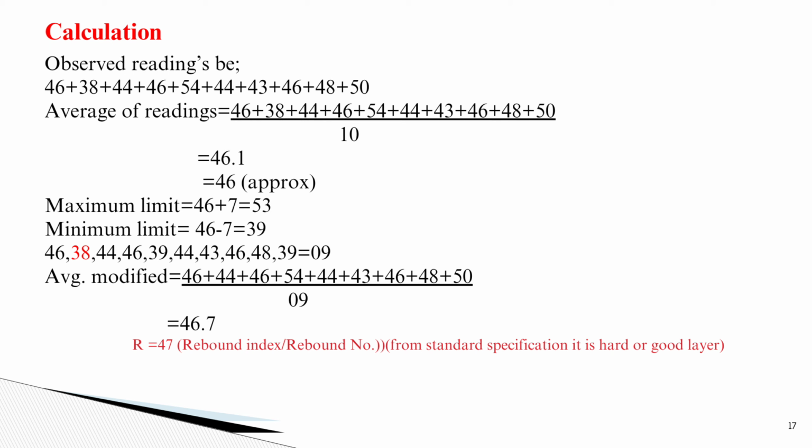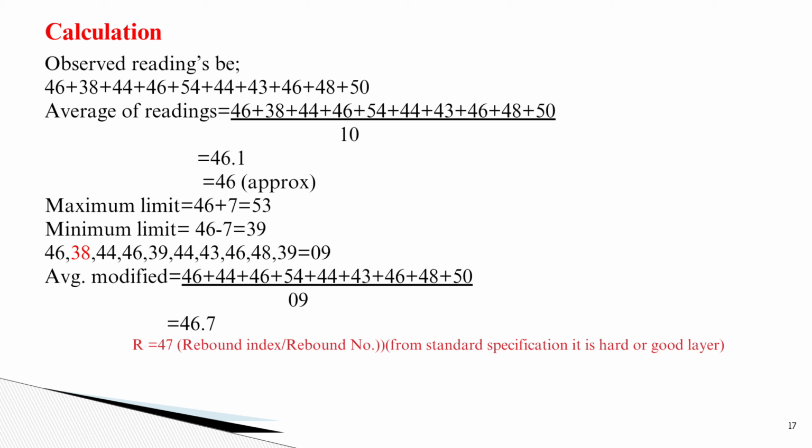So we have to set the upper limit, maximum limit and minimum limit. So you can see in the observed readings, apart from 46, how many readings are there? First is 38, second is 44, next is 54, 44, 43, 48 and 50. There are 7 readings which are different from 46. So while setting the maximum limit, the average of the readings, that is 46, plus the number of readings which are different from 46, that is 7. So you will get 53. Minimum limit, that is 46 minus the number of different readings, that is 7. You will get 39. So maximum limit is 53 and minimum limit is 39.